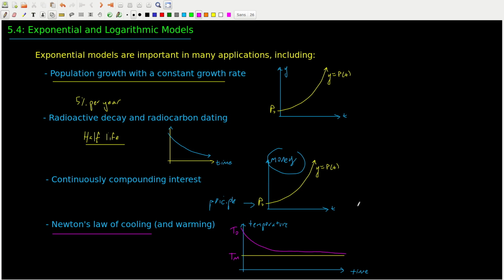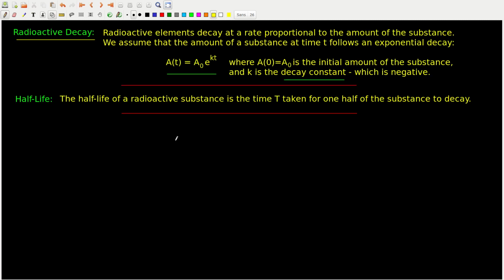So that gives you an idea of the kind of ways you can use exponentials in real-world models. Let's look at a few examples. For our first example, we're going to look at radioactive decay, which is a process under which heavy elements undergo decay and the amount of that element will be reduced over time.